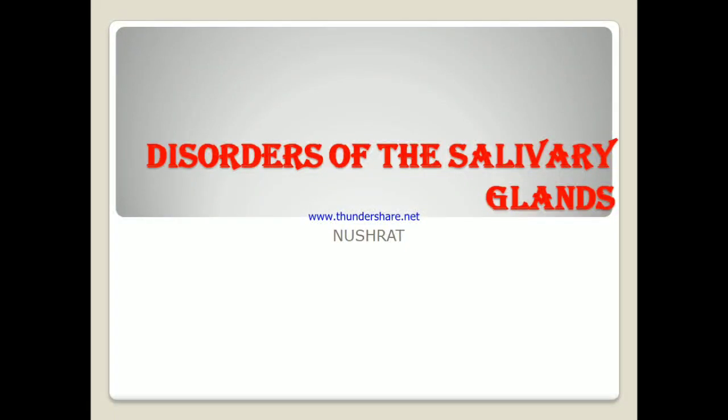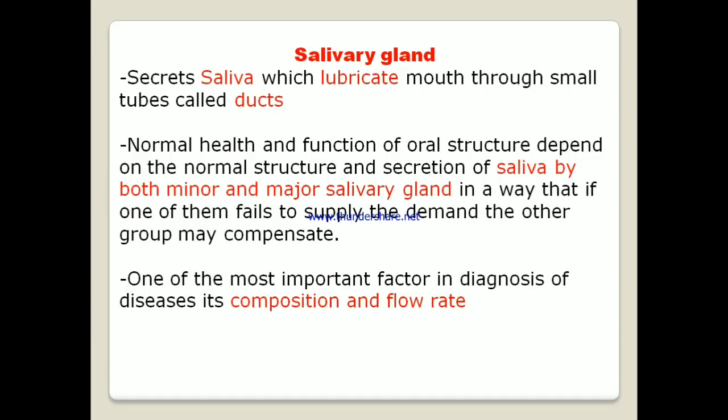Disorders of the salivary glands. Salivary glands secrete saliva, which lubricates the mouth through small tubes called ducts. Normal health and function of oral structures depend on the normal structure and secretion of saliva by both minor and major salivary glands, in a way that if one of them fails to supply the demand, the other group may compensate. One of the most important factors in diagnosis of disease is its composition and flow rate.